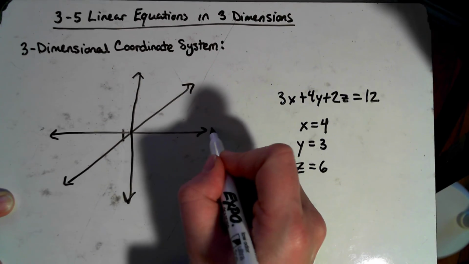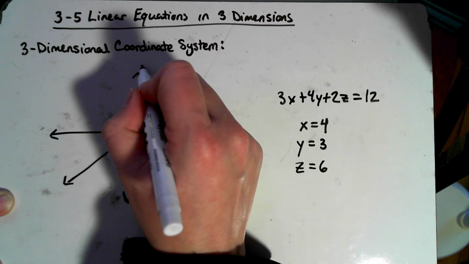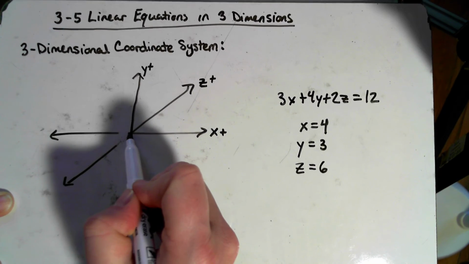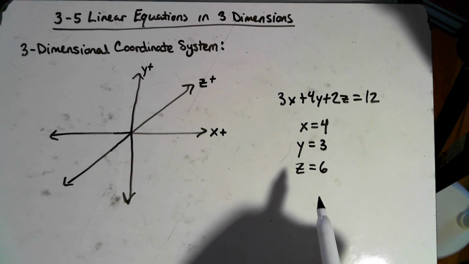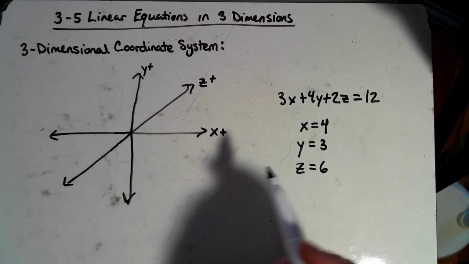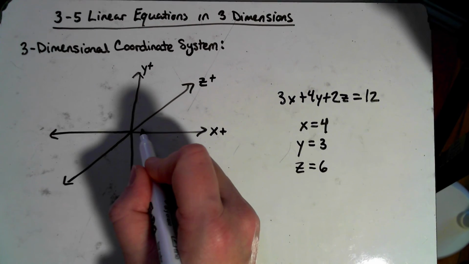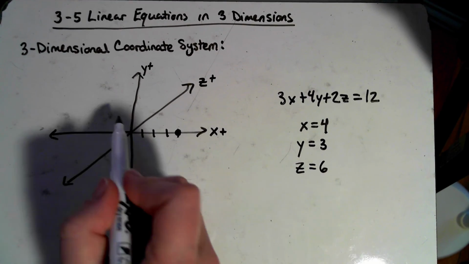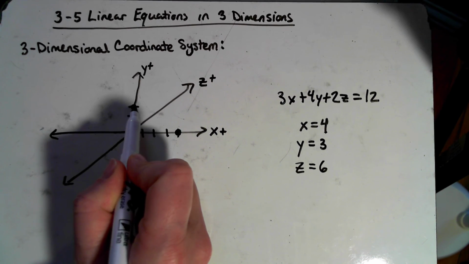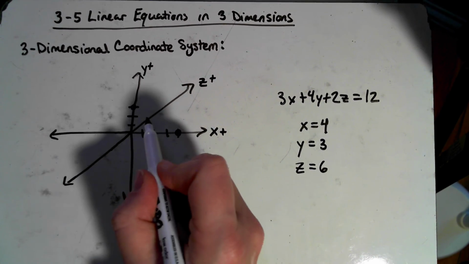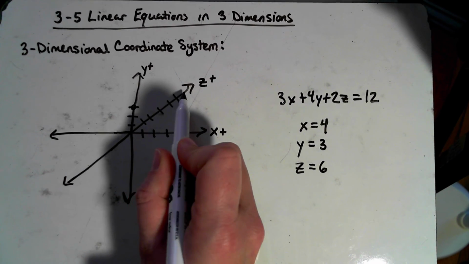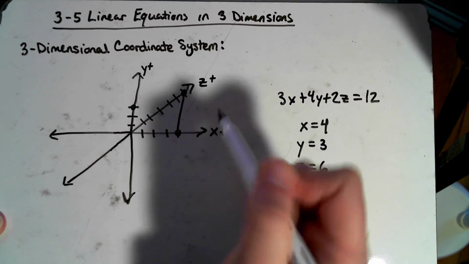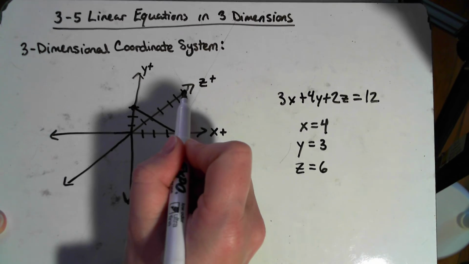Okay, so on my coordinate plane, again, I'm going to label x positive, y positive, and z positive, just to give anyone looking at this an indication of which direction is positive for each axis and which axis is each one. Now, for x equals 4, I'm just going to go out 1, 2, 3, 4 tick marks on my x and put a dot. Y equals 3, I'm going to go up 1, 2, 3 on my y-axis and put a dot. Z equals 6, I'm going to go 1, 2, 3, 4, 5, 6 on my z-axis and put a dot. And I'm going to connect them into a triangle. And that's how you graph a linear equation in 3 dimensions.